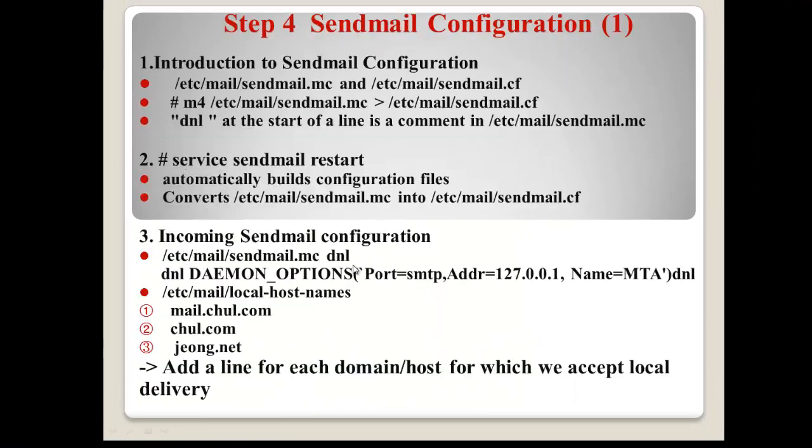Okay, so here step 4, sendmail configuration. Normally the sendmail configuration you can find in this directory /etc/mail. So here you can find two files, sendmail.mc and sendmail.cf. Normally sendmail.cf is the main configuration file, but so difficult to configure. So normally we first configure sendmail.mc, and after that we use m4 to convert.